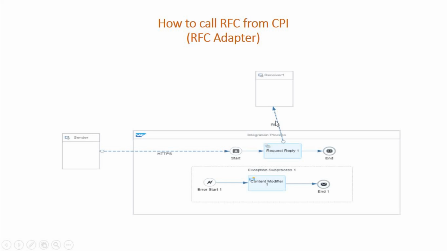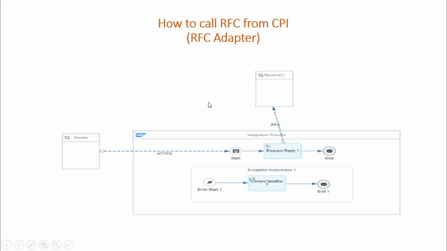Okay, previously we saw many things by calling this request reply connecting to an external system via HTTP or OData, whatever the case may be. So today we are going to focus on how we are going to consume the API or the data from the external system via the RFC adapter. RFC by name itself directly means remote function call. Okay, this is what we are going to see in our demonstration today.